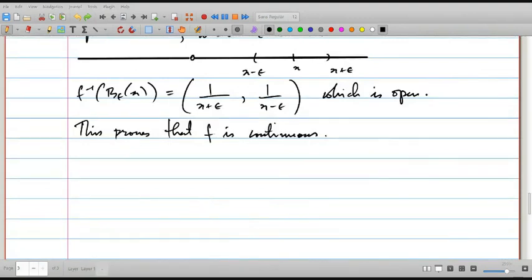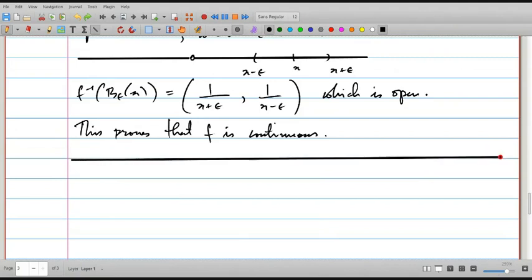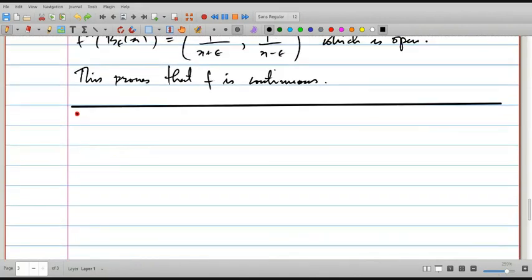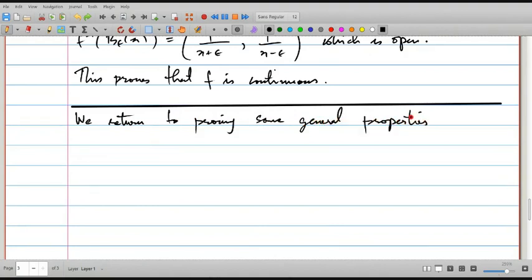So these were three very concrete maps between spaces which we are familiar with. We have seen these maps a lot of times, and we just now proved that these maps are continuous. So let's keep this in the background now, and we return to proving some general properties of continuous maps.